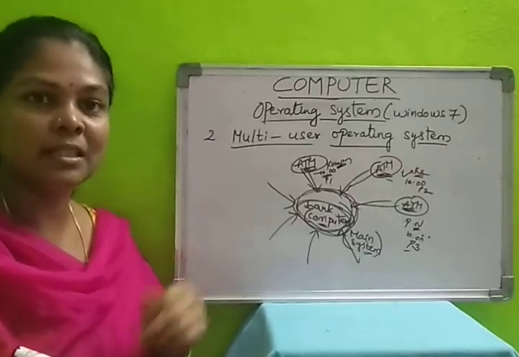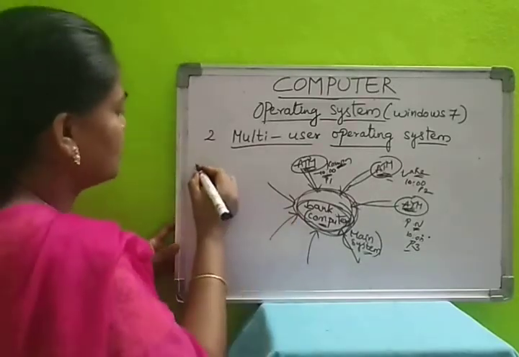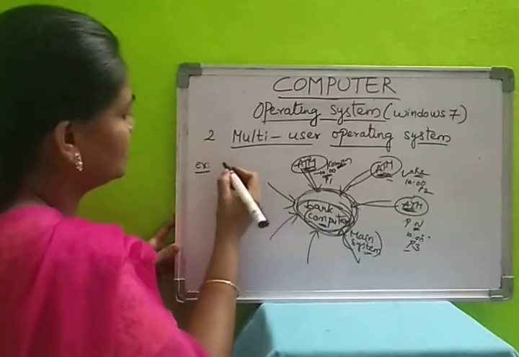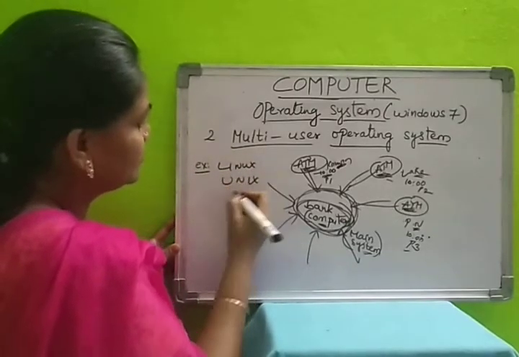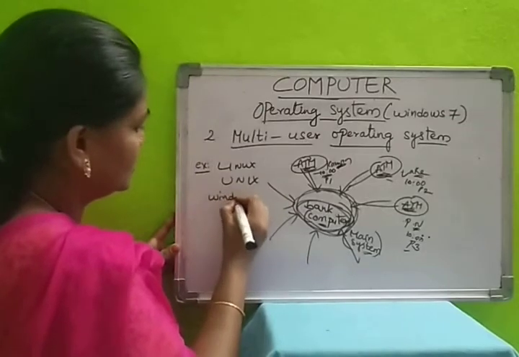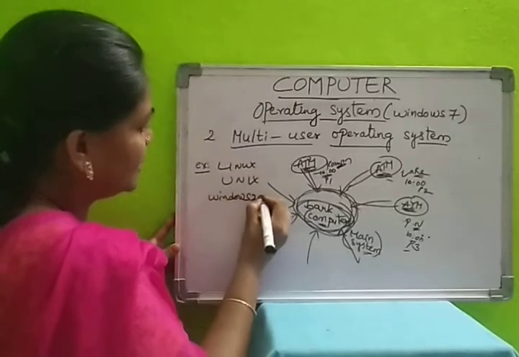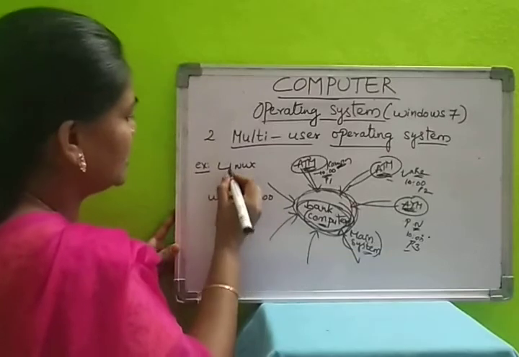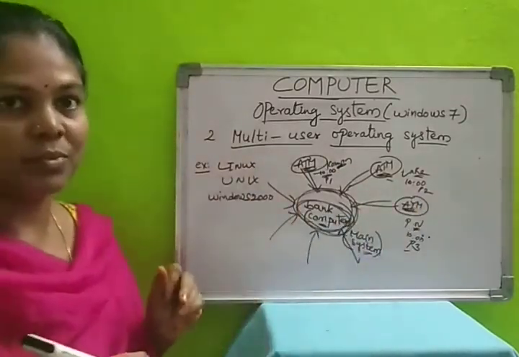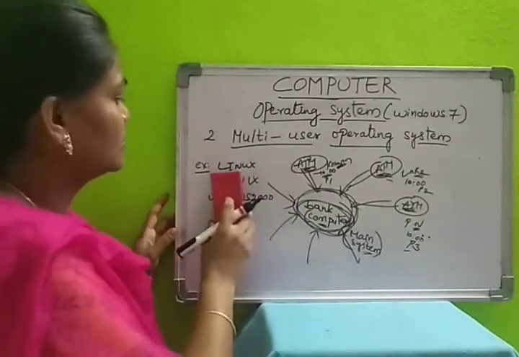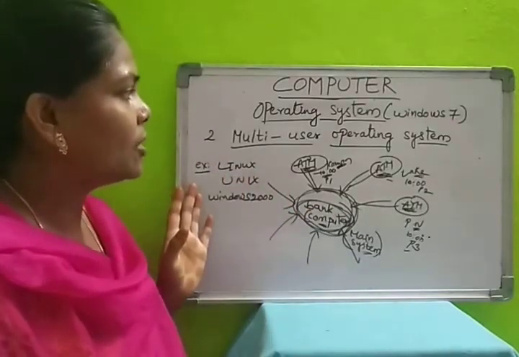That is a multi-user operating system. So what are the examples of multi-user operating systems? Linux, Unix and Windows 2000. All these are different operating systems which allow multiple users to use the system at a time. Okay children? So this is about the multi-user operating system.